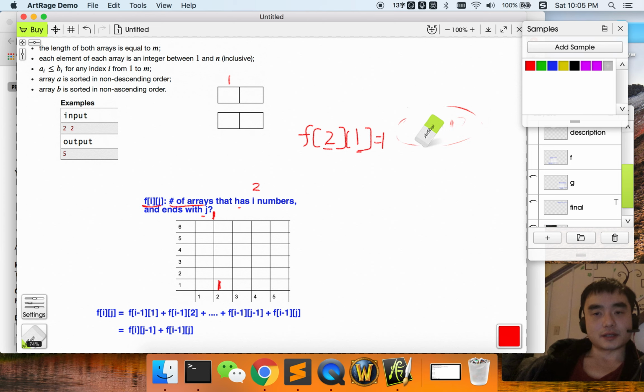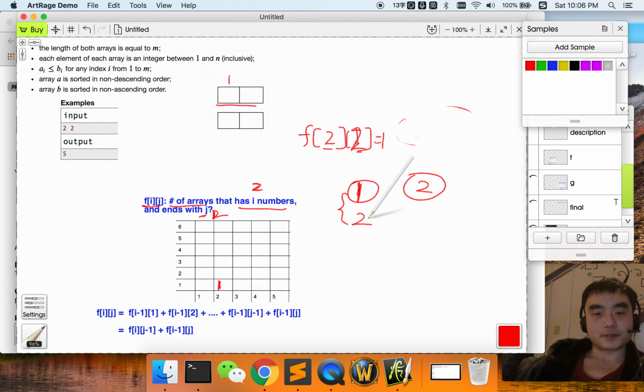So what about F22, right? So we got two numbers and end with 2, right? So we got two slots to fill, and the second slot is 2, right? What can we put in the first slot? We can put 1 here, right? And we can also put 2 here, right? Because the array is sorted, so the first number should be smaller than or equal to the second. So we have two options here. So F22 equals 2.